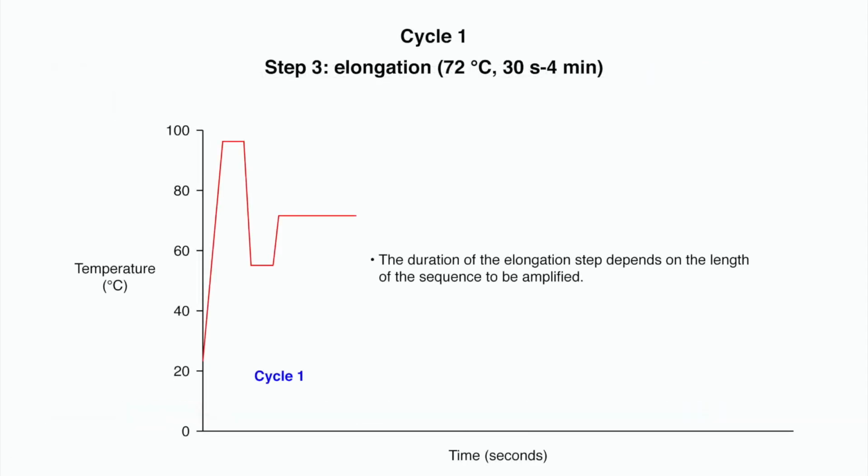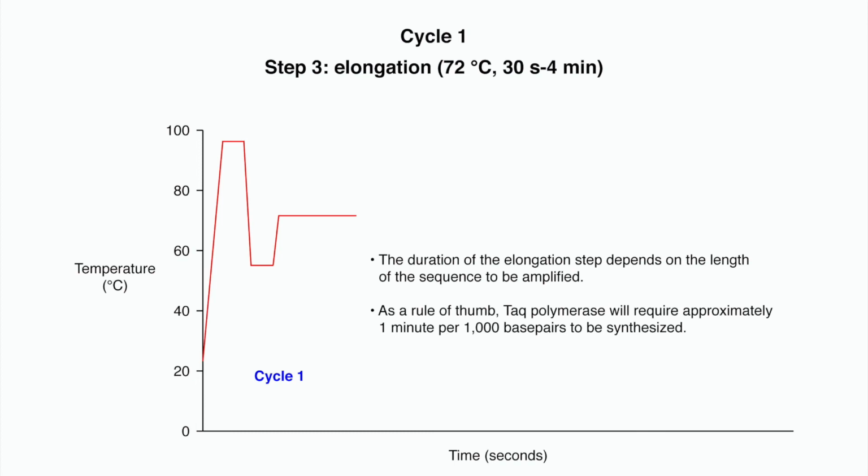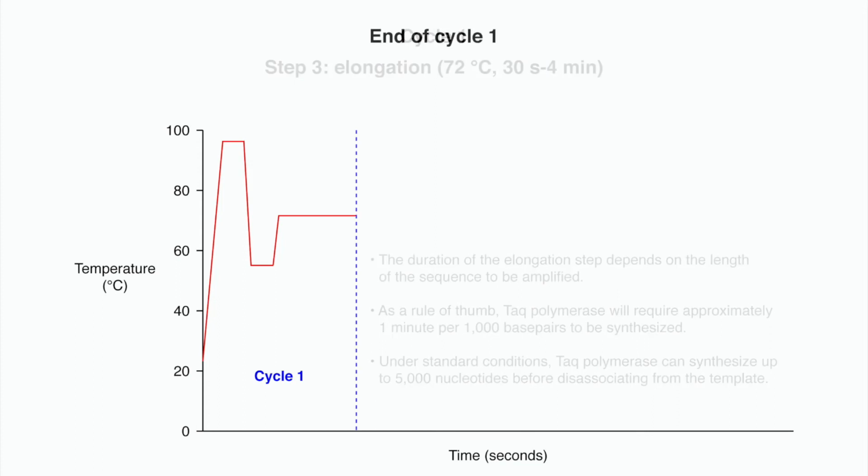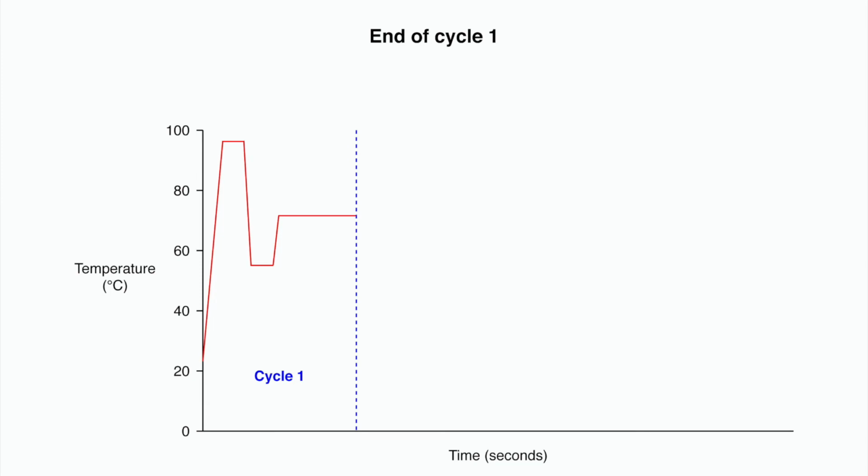The duration of the elongation step depends on the length of the sequence to be amplified. Taq polymerase typically requires 1 minute for the synthesis of 1,000 base pairs. Under standard conditions, Taq polymerase can synthesize up to 5,000 base pairs before dissociating from the template strand. The cycle is now repeated for a second time.